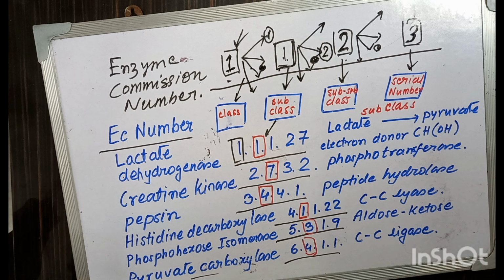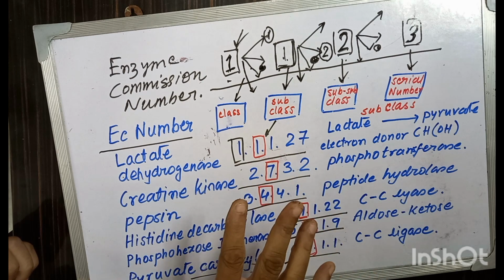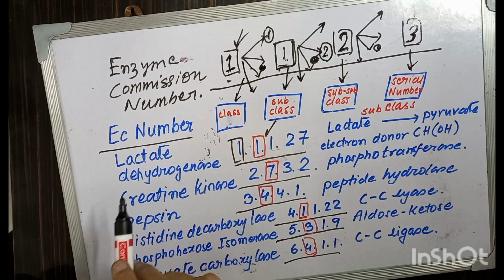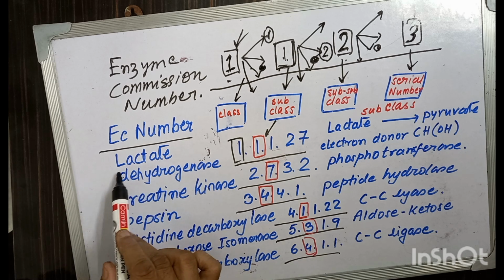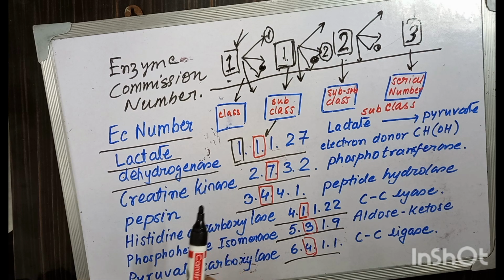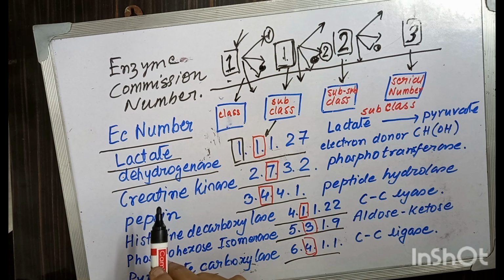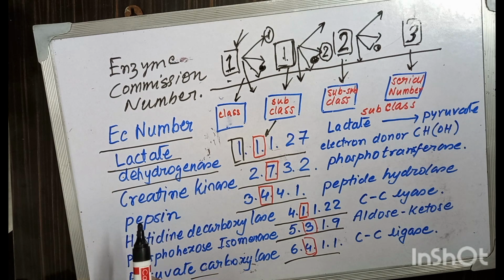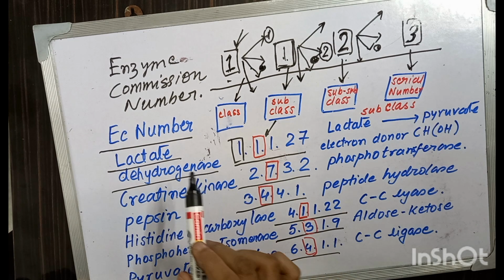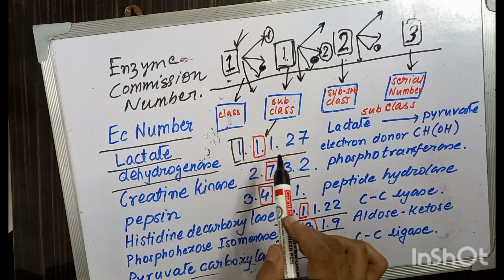Now I'll go into a little bit of detail. By now I'll let you memorize all the names I've just taught. If you want to write a broad question, you have to give examples also. So say lactate dehydrogenase. Lactate dehydrogenase is a type of oxidoreductase, and it has the number 1.1.1.27.